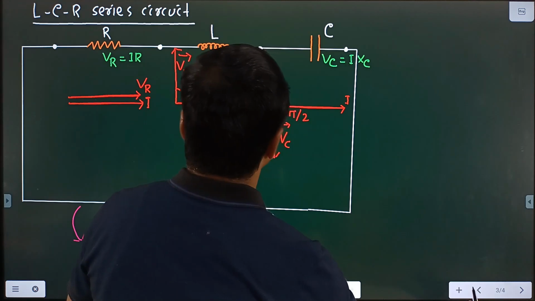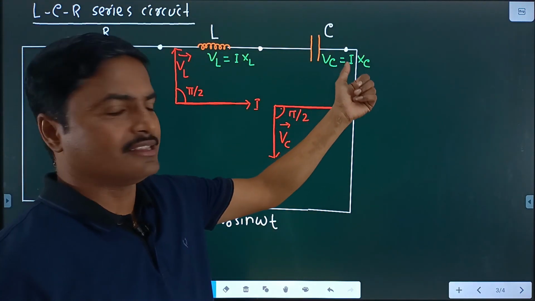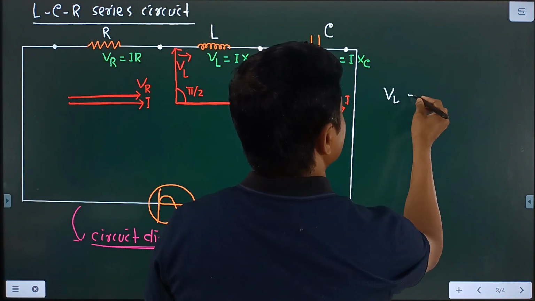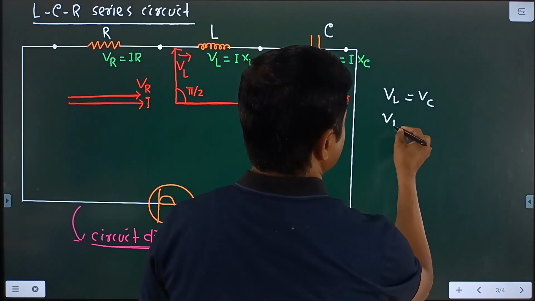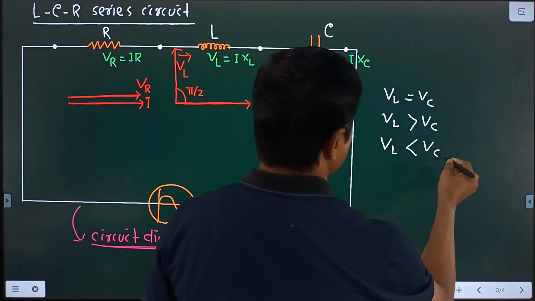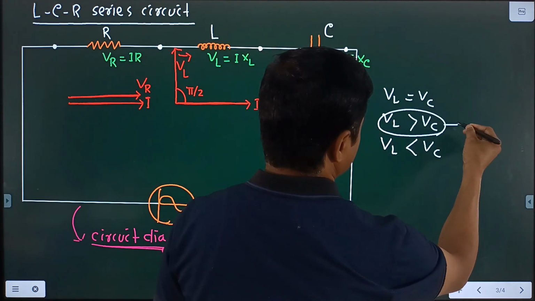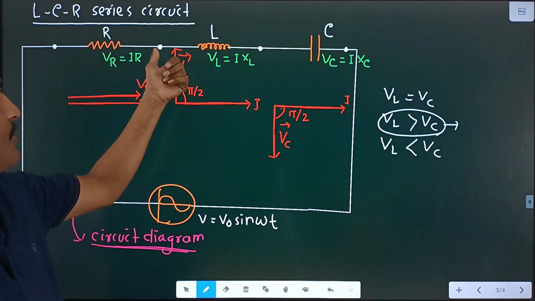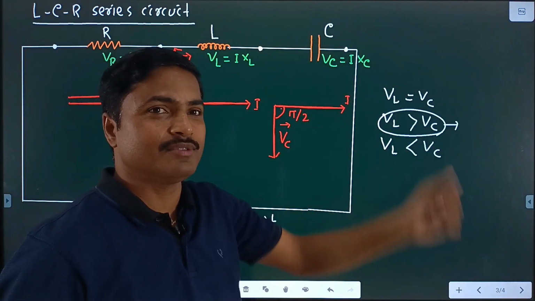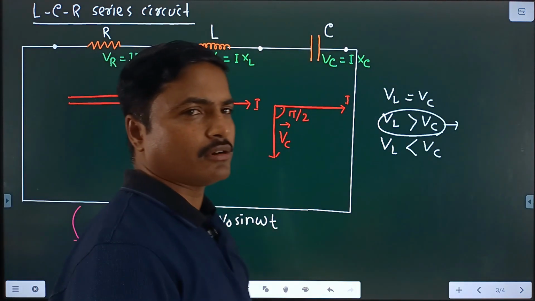Three conditions means, this is the circuit diagram. Here VL and VC are there. Suppose we take VL equal to VC, maybe VL greater than VC, maybe VL less than VC. Clear? Suppose VL is greater than VC. This is the first condition. The potential difference between these two points, that is VL, is greater than the potential difference between these two points, that is VC.